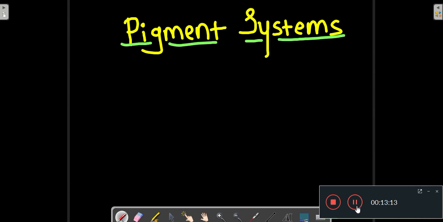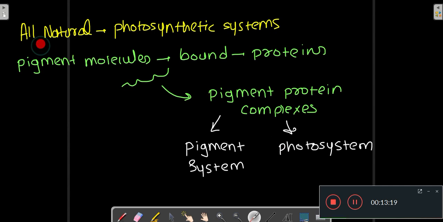Now let's discuss pigment systems. In all natural photosynthetic systems, the pigment molecule is bound with protein. When the pigment molecule is bound with protein, that complex is known as a pigment protein complex. This pigment protein complex is also known as the pigment system or photosystem.